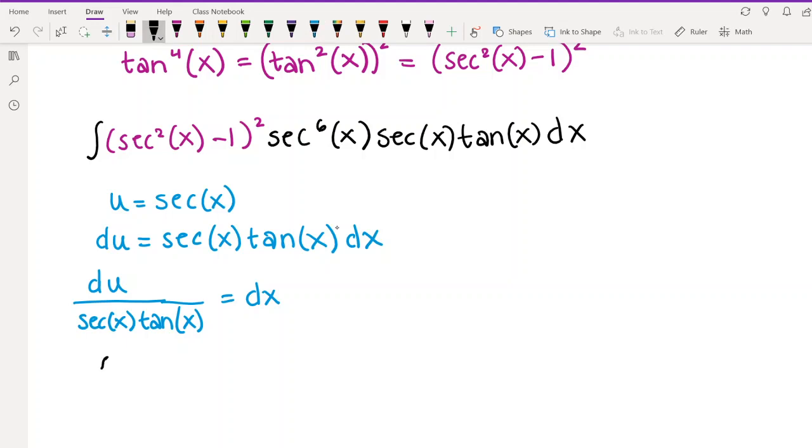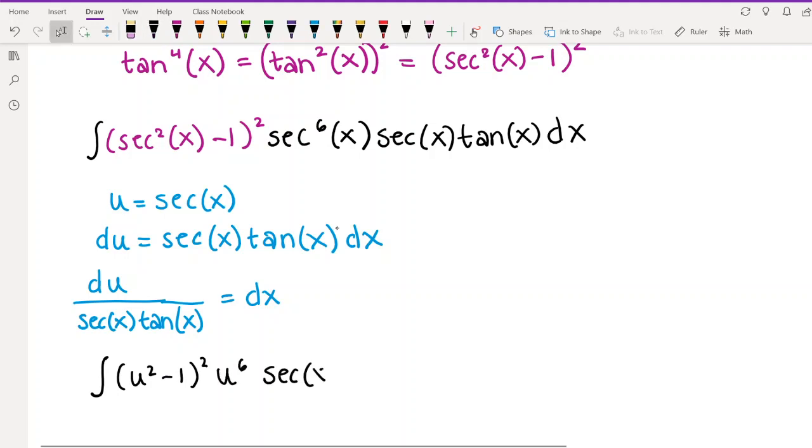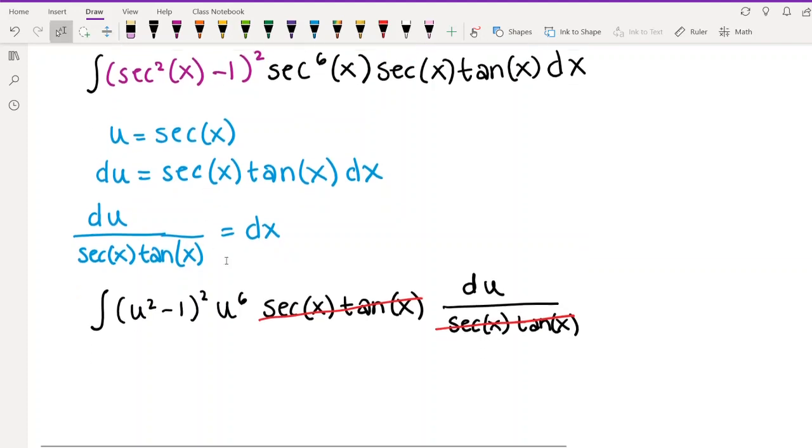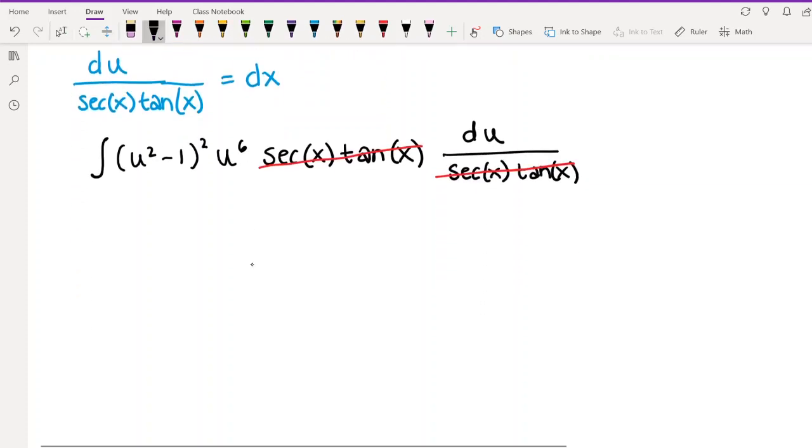So now we're going to have the integral of, for secant of x, this first part is going to be u squared minus 1, squared. And then we have u to the sixth. And then we have secant of x tangent of x. And then we have du over secant of x tangent of x. And so as has been happening, our substitution works out. And so now we'll be left with, again, a polynomial.